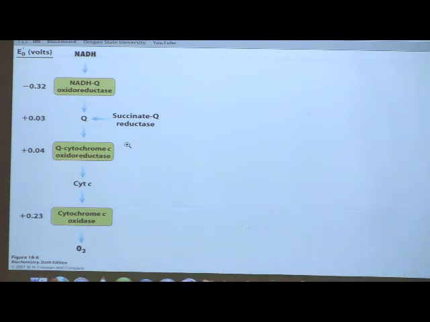It accepts electrons from FADH2, transfers them off in a pair to Q, and Q passes them off 1 at a time. We have the same thing going on. So electrons coming in from NADH come in at a different place than electrons coming in from FADH2.